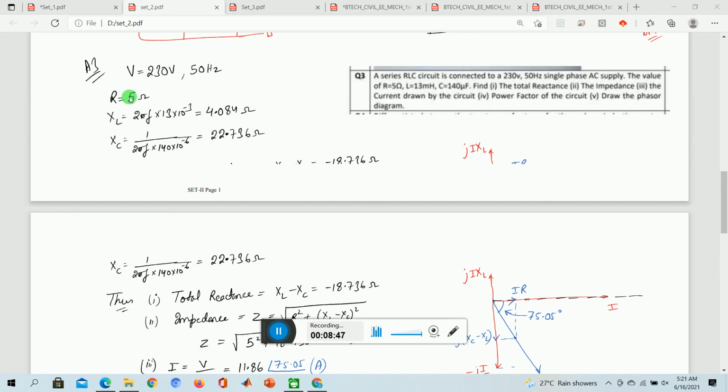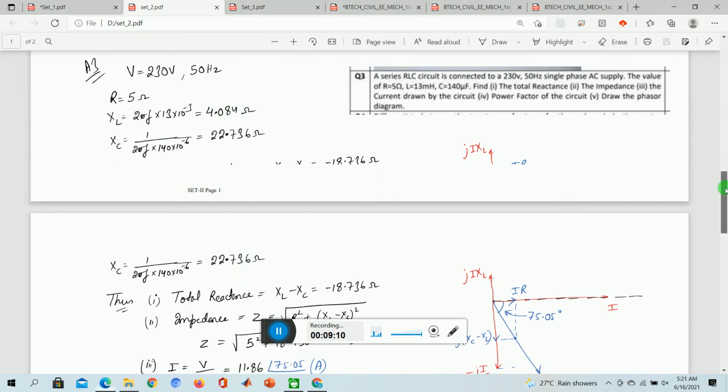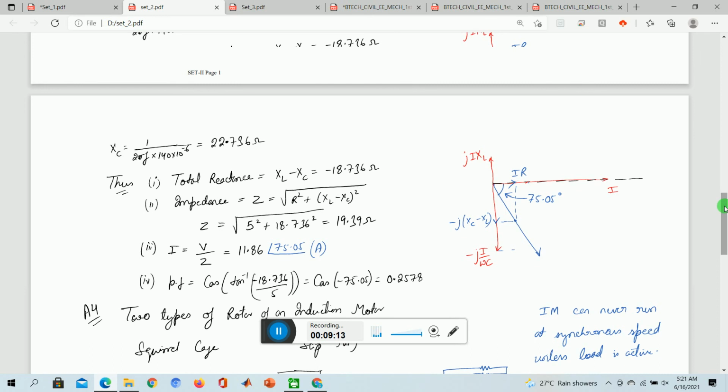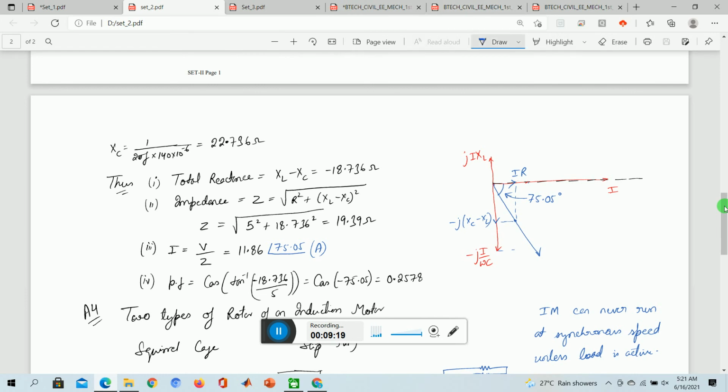So when R is there, it's fine. XL is omega into L. So omega is 2 pi f and XC is 1 by 2 pi f into C. So we get the value of XL is very low, that is 4. XC is 22. So keep in mind, XL is very less and XC is very high. And now what is the value of the reactance? Let me write this total Z. The total value of Z is R plus XL minus XC into J. This is the total value of Z.